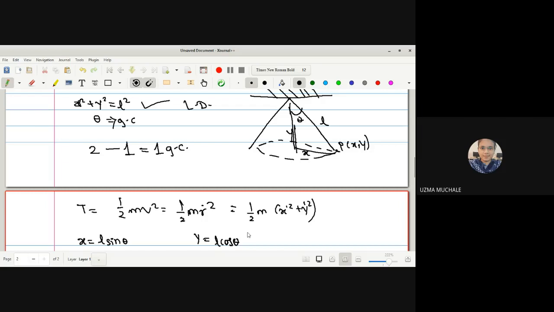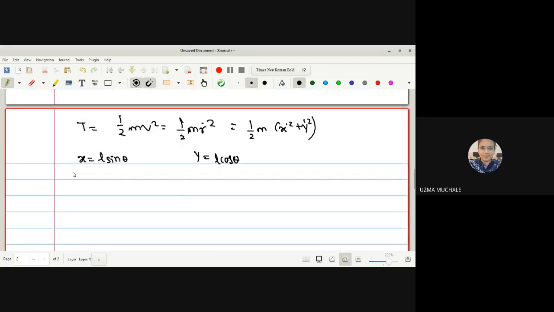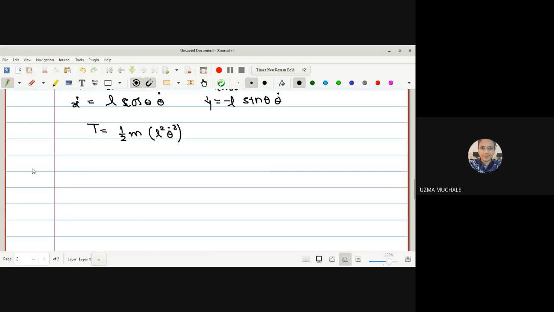Okay, so now we have to put in these values. The value of x dot is L times the derivative of sin theta, which is cos theta into theta dot. y dot will be L times the derivative of cos theta, which is minus sin theta, into theta dot. So T is equal to 1 upon 2 m (x dot square plus y dot square), that is 1 upon 2 m L square theta dot square, since cos square theta plus sin square theta is 1. So first we have found the value of T.